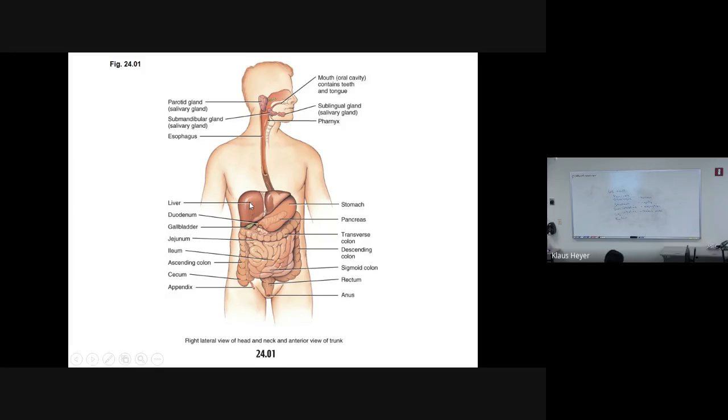So liver, gallbladder, and then underneath your stomach is the pancreas. So you've got 3 accessory organs up in your mouth. You have 3 accessory organs down in your abdomen. Liver, pancreas, and gallbladder. And we're going to talk about each one of those. Probably not today, but on Monday.